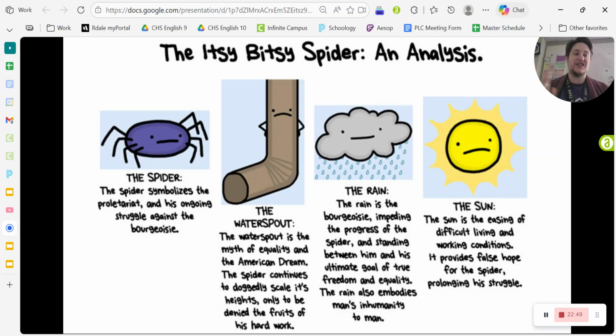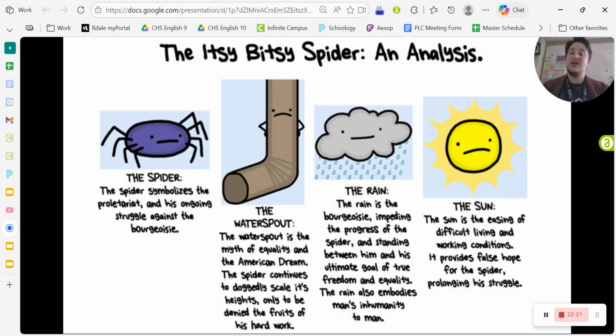So how do we apply this to literature? Well, let's take a very simple and slightly silly example. You might know the children's story, the song about the itsy bitsy spider. This little spider climbs up the water spout, down came the rain and washed the spider out. And this spider keeps trying to climb but keeps getting washed down. It's a very simple story. We can view it through this Marxist lens.